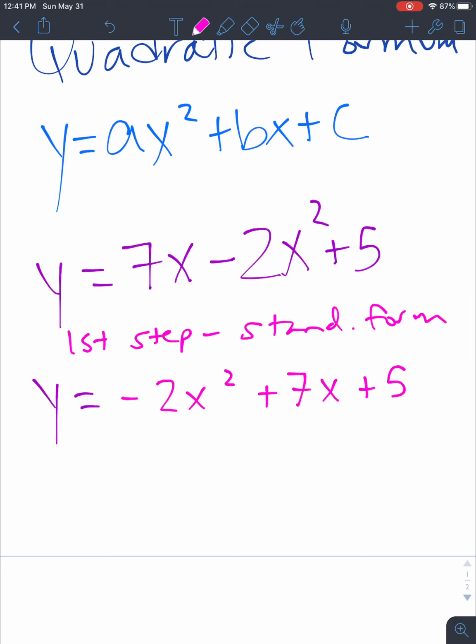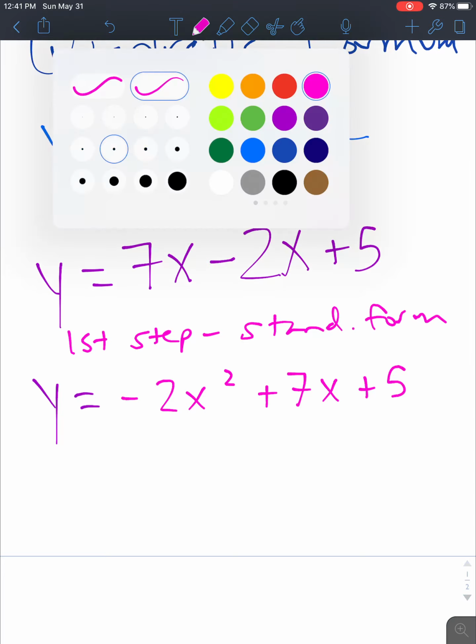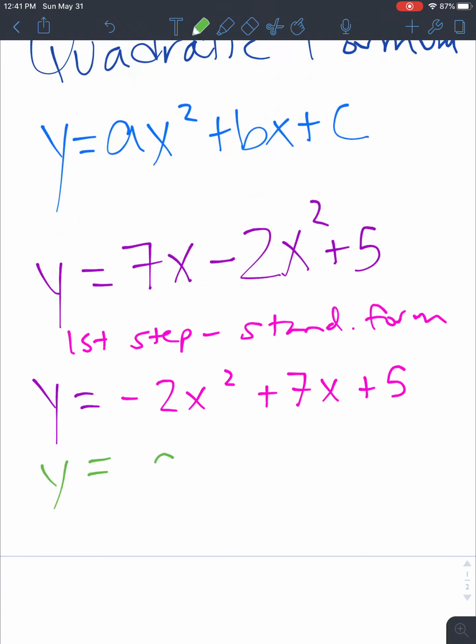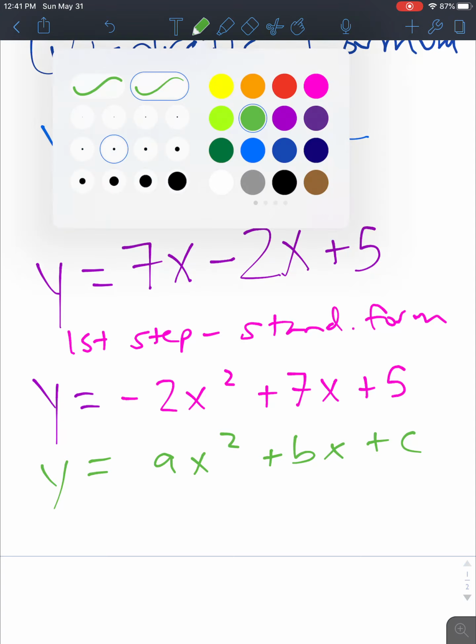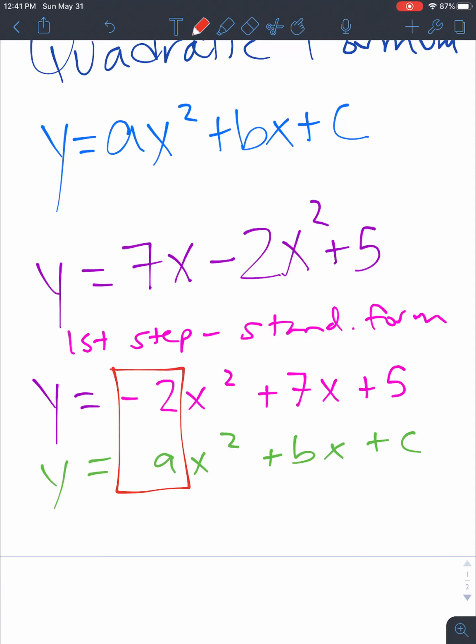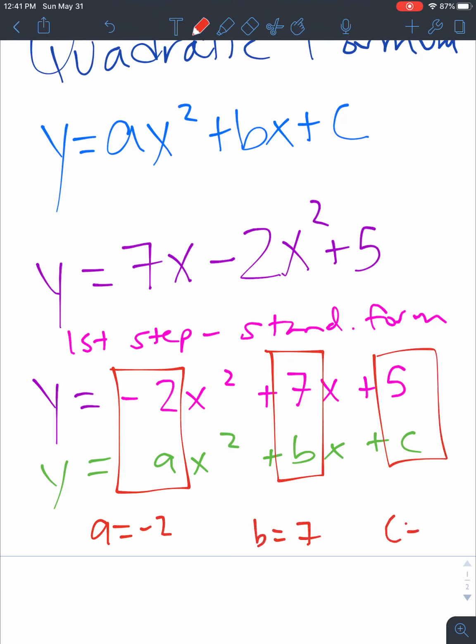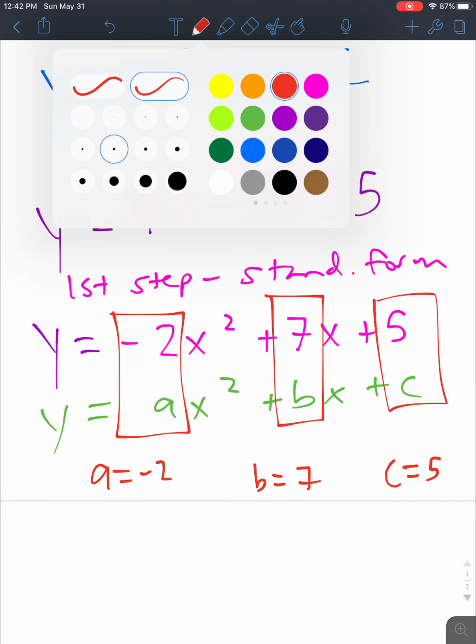So that's our first step in quadratic formula problems, making sure things are in standard form. Then we're going to identify our A, our B, and our C. So our A looks like it's negative 2, our B is positive 7, and our C is 5. It's really important that we actually identify our A, B, and C because we're going to need them in the quadratic formula.